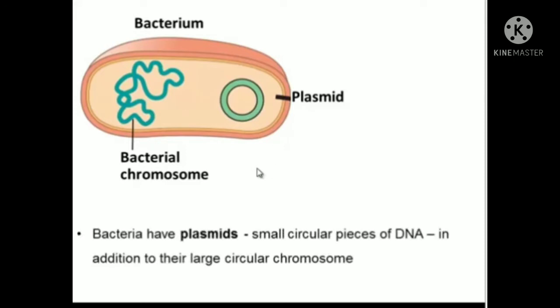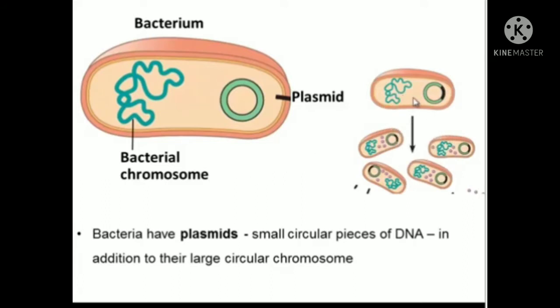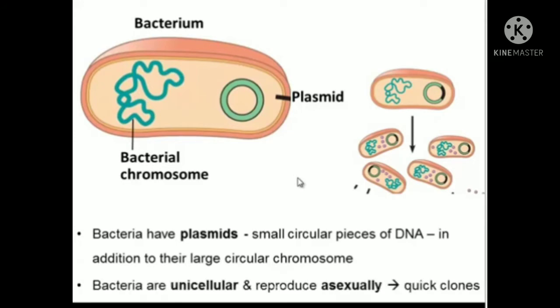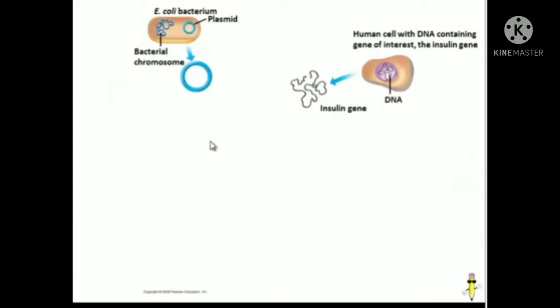The other advantage is that bacteria are unicellular, and they reproduce asexually, which means that in a very short amount of time, you can get millions and millions of identical bacterial cells, clones. And this is important if you want factories. So let's see how the experiment works. We're going to start with our E. coli bacterium. Here you can see the chromosome, here you can see the plasmid.